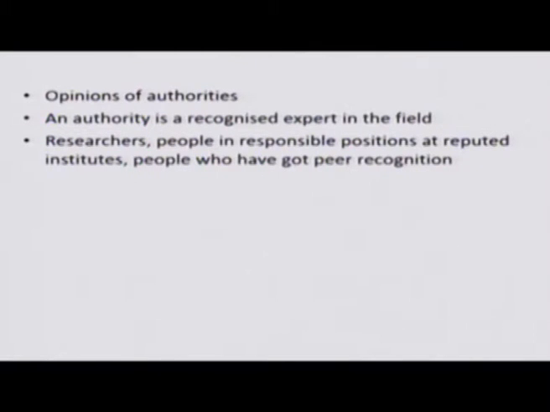Second is opinions of authorities. You can use these also to strengthen your argument. An authority is a recognized expert in the field. So, researchers, people in responsible positions at reputed institutes, or people who have got peer recognition, meaning they have published, are considered experts in their respective fields. You can quote these experts to argue for something or argue against something.